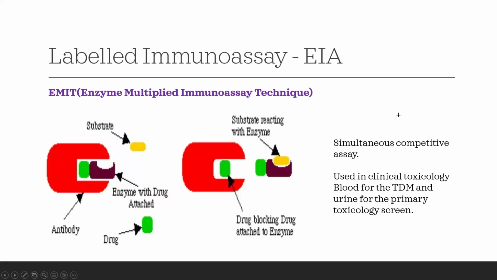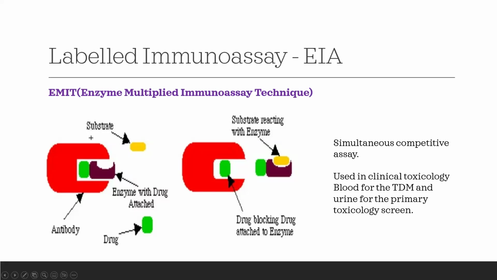And there's also another EIA that I will only mention very briefly. This EIA is called the EMIT, the enzyme multiplied immunoassay technique. Sorry, the graph is not very clear, but we can still see what is going on here. This is a simultaneous competitive assay, which means one step. So we put everything into the same mixture, all in one go.